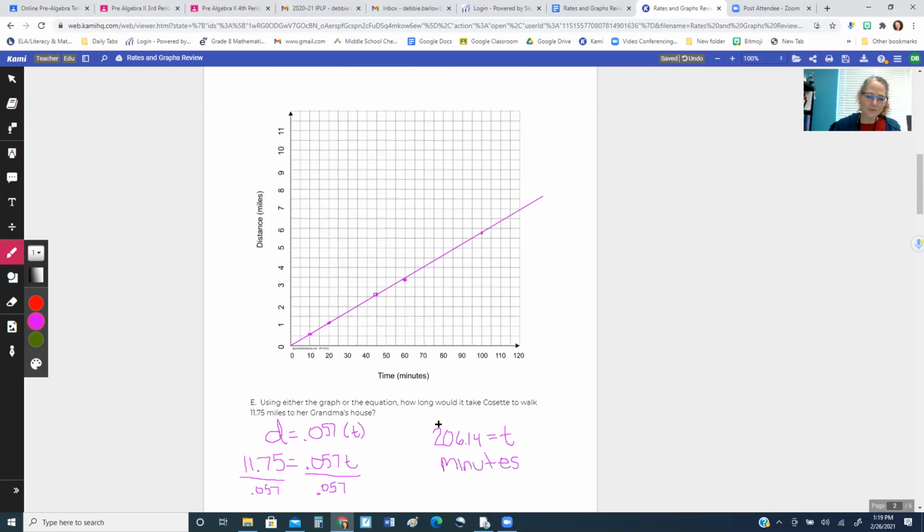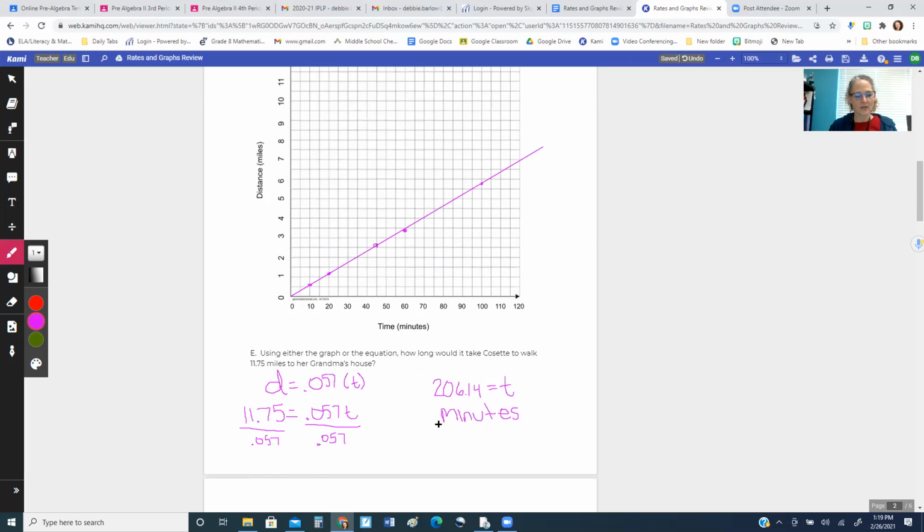When you think about it, that's a little bit more than 3 hours for almost 12 miles. Completely not unreasonable. This answer makes sense. It's going to take her almost 3 hours, well, shoot, 3 hours is 180 minutes. It's going to take her almost 3.5 hours to walk almost 12 miles. Yeah, that makes sense. Go Cosette, go. She's going to get tired though.